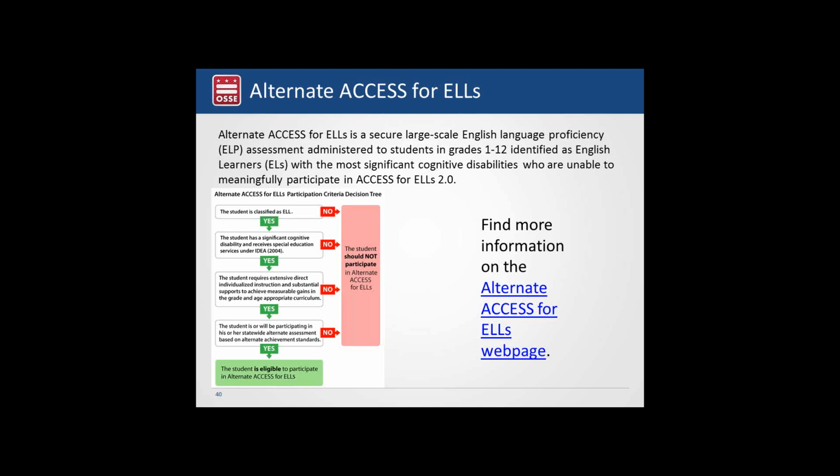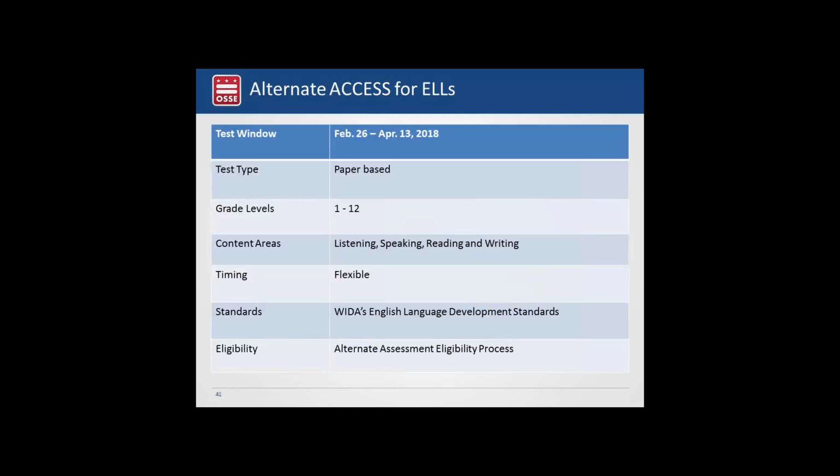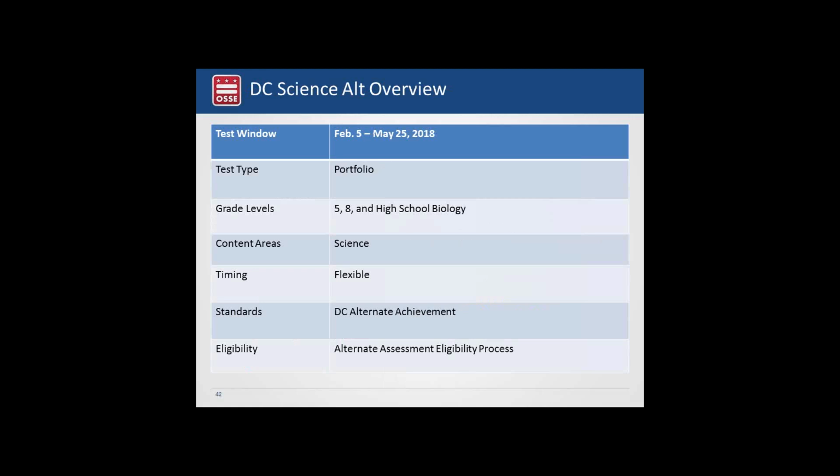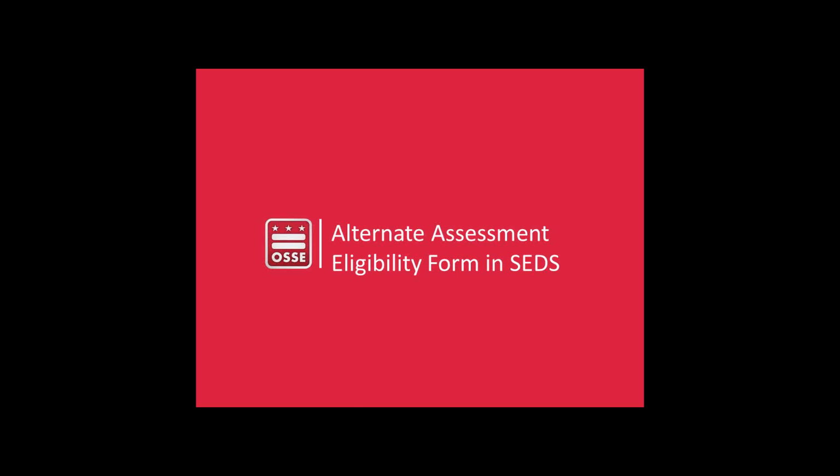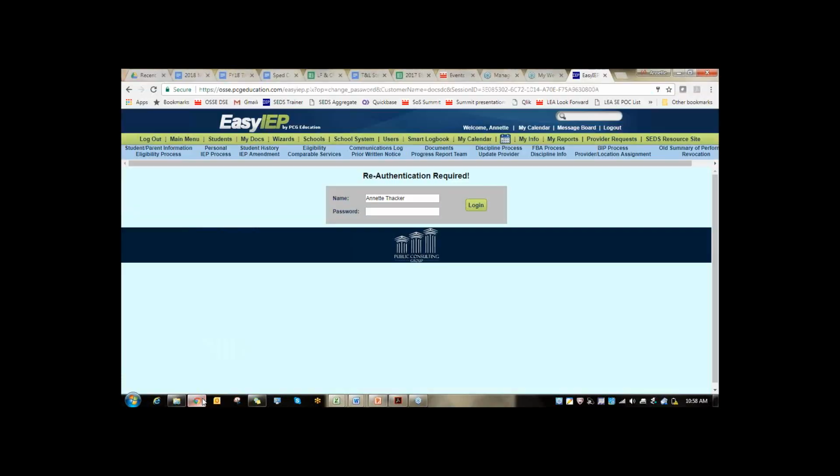All right, so additionally, alternate assessments being offered this year will include the alternate ACCESS for ELLs. Participation criteria are as follows. In the interest of time, so we can end by 11, right now we're going to move forward to showing you what that new participation form looks like in SEDS, and then we will finish up the webinar with a few announcements. But these slides about the alternate ACCESS for English learners are here for your reference, and if you have questions about the alternate ACCESS test or the DC Science alternate test, which is a portfolio, please reach out to Michael Craig, michael.craig@dc.gov.